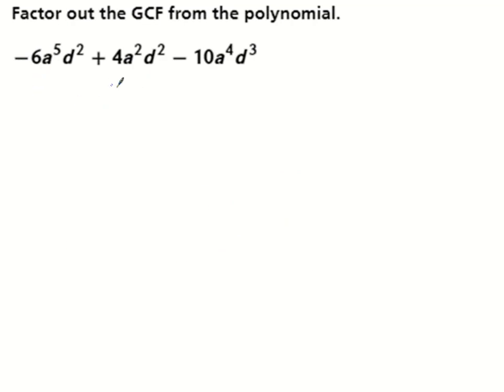So what we want to do is factor out our greatest common factor from this polynomial. First we look at the coefficients. I have 6, 4, and 10. The only common value they have is 2, so the coefficient I'm going to factor out is 2. Now I look at my variables. I have a to the fifth, a squared, a to the fourth. The lowest a degree is 2. Now I look at my d values: 2, 2, 3. The lowest one is 2. So this is my greatest common factor.